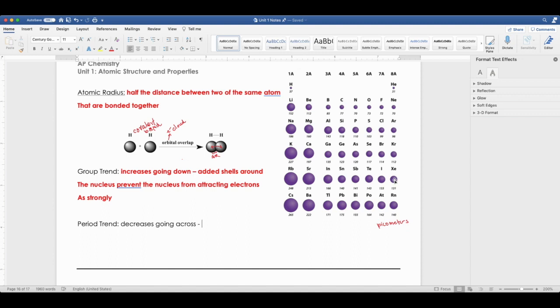Once I reach the next element though, so when I go from xenon to cesium and I add that other shell, that nucleus can no longer pull on the seventh shell as strongly, which is why the radius then increases.